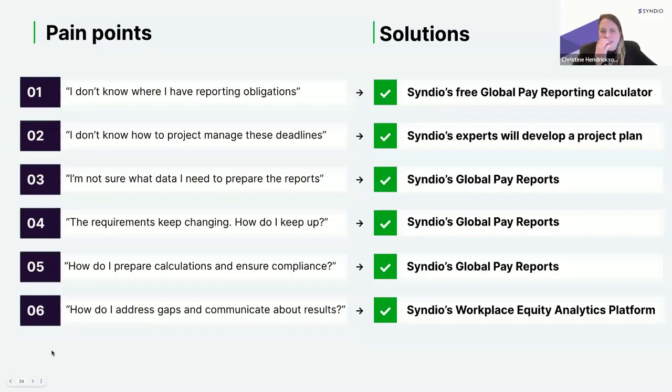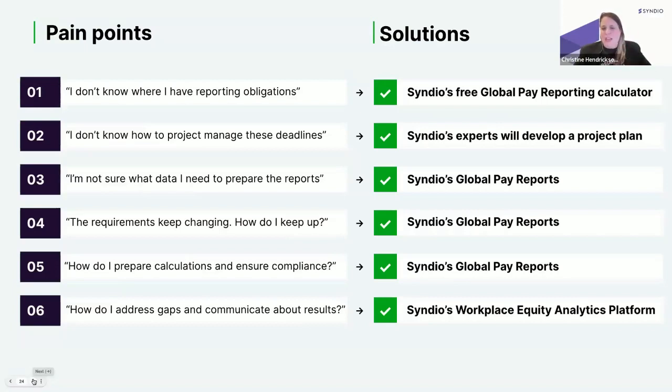So I think we just wanted to line it up really clearly around what are the pain points we're seeing, and what are the solutions looking like? We will be providing that global reporting calculator so that you can identify at least where you have reporting obligations. For our global pay report customers, we will help you develop a project plan for all of the jurisdictions where you have reporting requirements, so that we can align to what the data pool looks like, as Andrea mentioned. We also will help you with the data to prepare the reports, keep you up to date on the changing requirements, and help you prepare the calculations to ensure compliance.